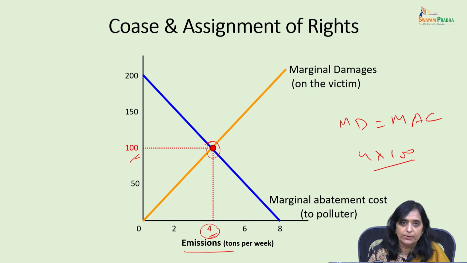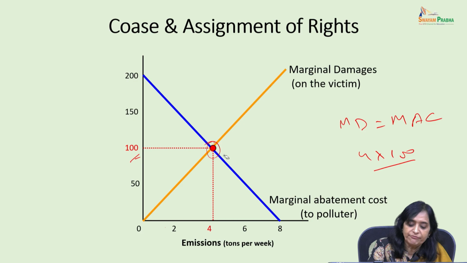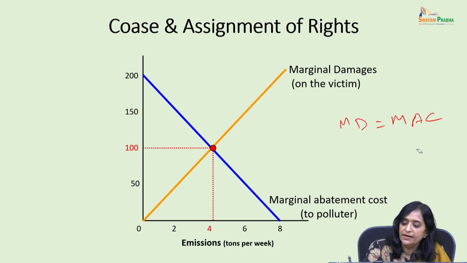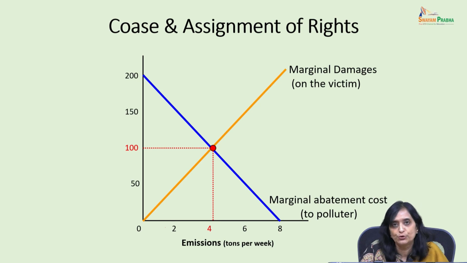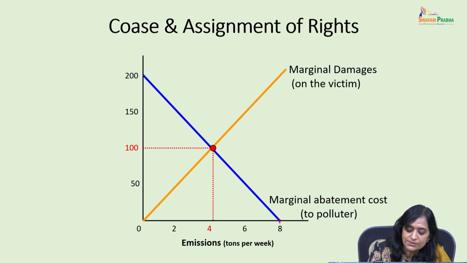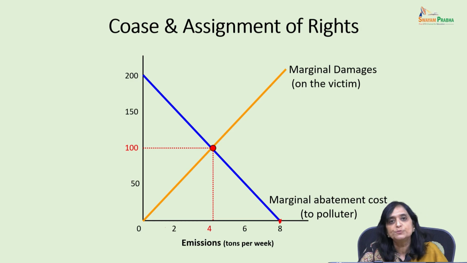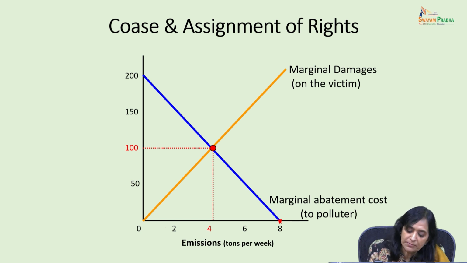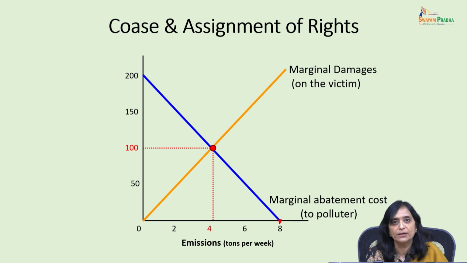Now, what happens if this polluter says that I have the complete right to emit whatsoever I want to? What is going to happen? The polluter will try to see that its cost should be the least, because I have the right to pollute. Least cost means let me have the maximum emissions. So, maximum emissions are 8 tons per week.